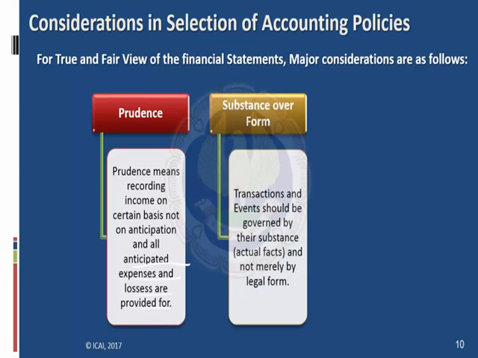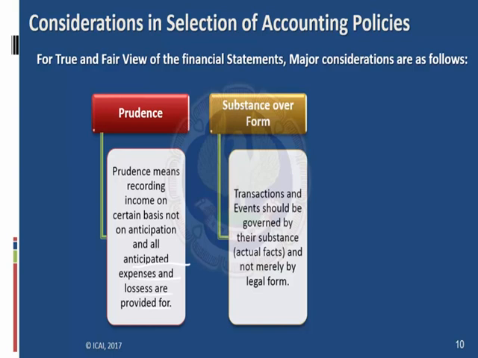So what is the meaning of substance over form? It is the second consideration for finalization of accounting policies. Substance over form means transactions and events should be governed by their substance, their actual facts, not merely by legal form.